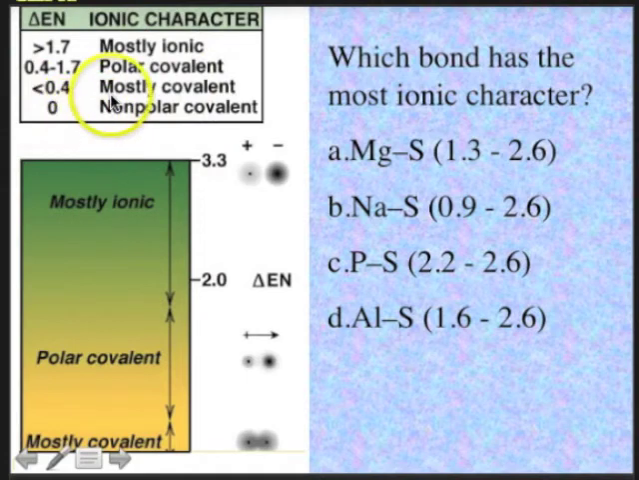And here's the table. If the difference in electronegativity is greater than 1.7, we call that compound mostly ionic. If it's between 0.4 and 1.7 in difference of electronegativity values between the bonding elements, we call that compound a polar covalent compound. If it's less than 0.4, it's mostly covalent, and if there's no difference in electronegativity, so you have two elements like hydrogen bonding together, it is completely, purely covalent.